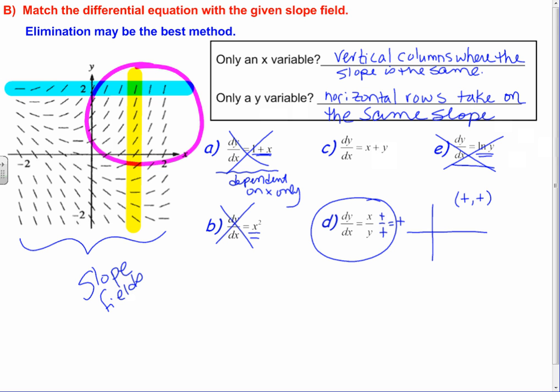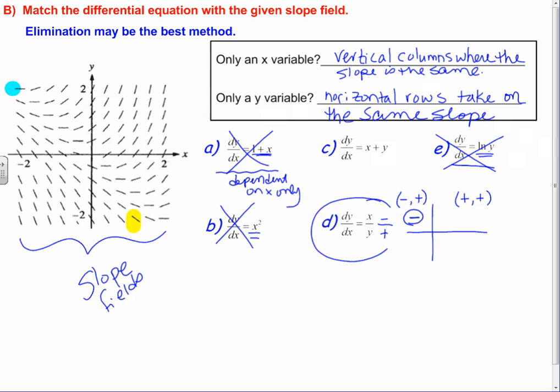Yes, they are. So now I'm going to move to quadrant 2. I know in quadrant 2 my x is negative, my y is positive. So this would result in an answer that would have to be negative divided by positive. So I should see nothing but negative slopes in quadrant 2.